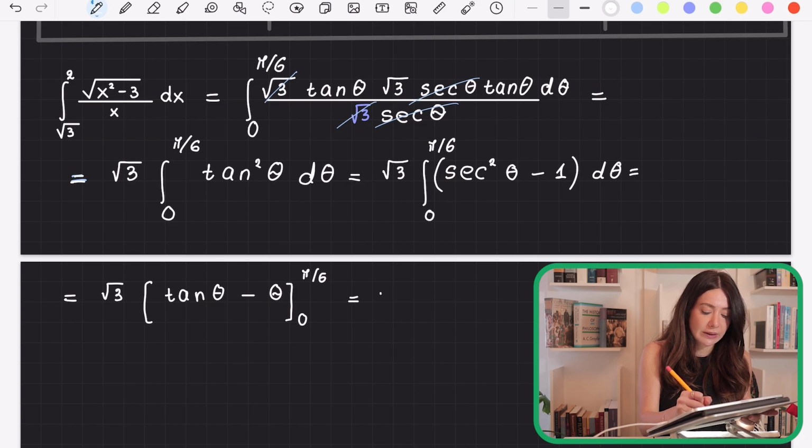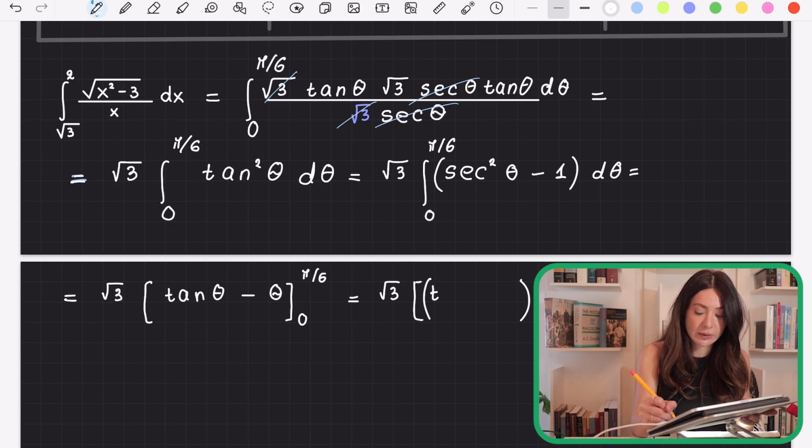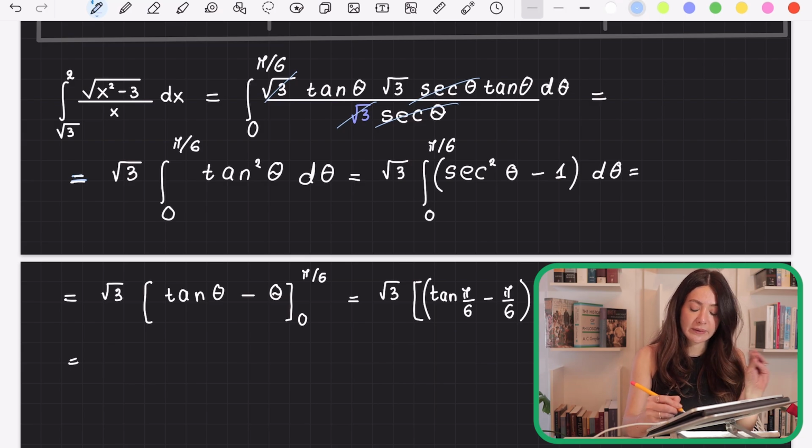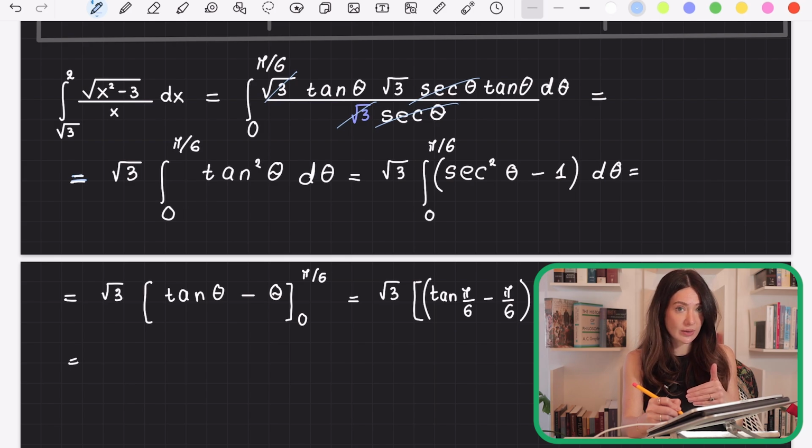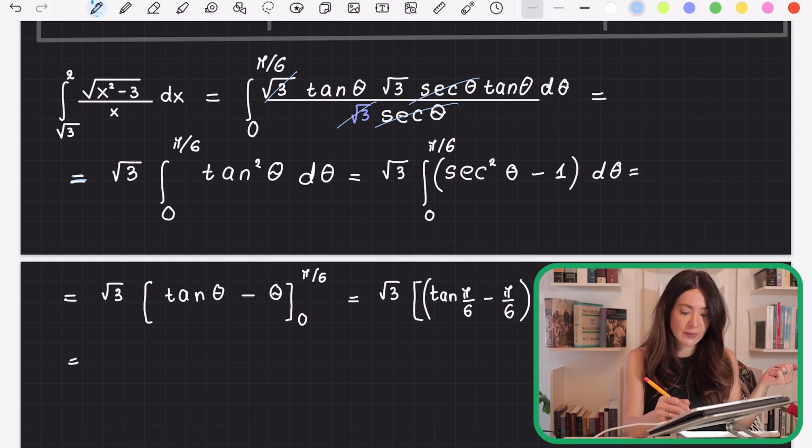Okay. Now, fundamental theorem of calculus. Everywhere you see theta, put in upper bound minus lower bound, and done. That's upper bound minus, now put in lower bound, done. Okay, a little bit of analysis. Tangent 0. Tangent is sine over cosine. Sine 0 over cosine 0. Cosine 0 is 1, but sine 0 is 0. So 0 over 1, that's still 0. So that's 0. 0 is 0. And so that whole thing is 0.